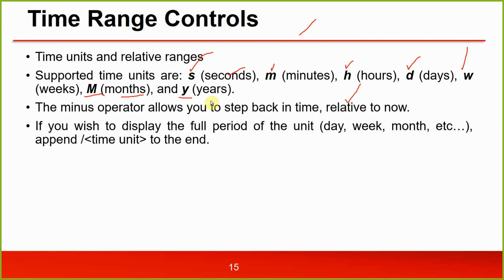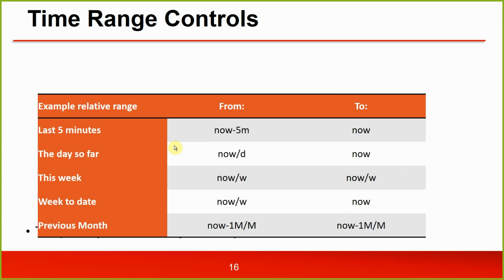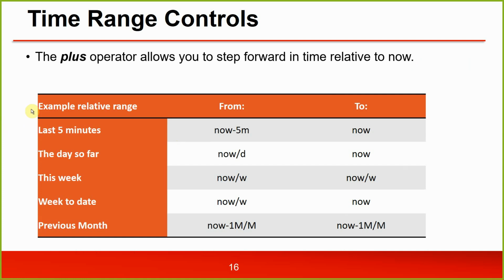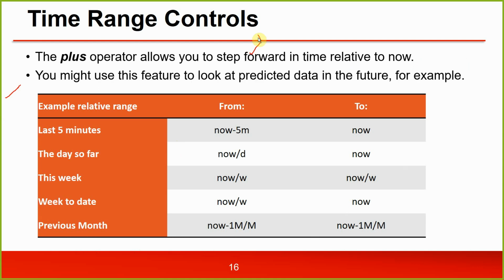If you wish to display the full period of the unit, like day or week or month, then you append a slash with the time unit to the end. Take an example. The plus sign operator will allow you to step forward in relative time, and minus will allow you to go back in time. So let's say I want the last 5 minutes.